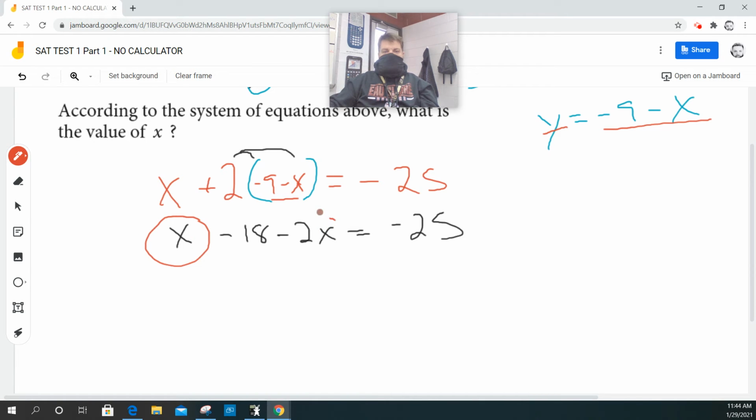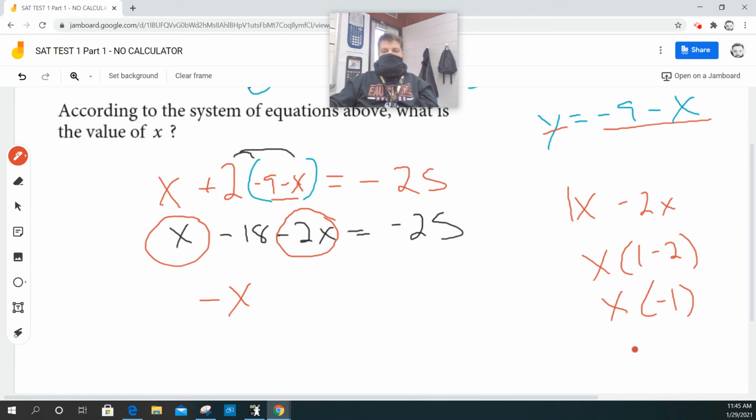Next, I'm going to combine like terms. I have a positive 1x minus 2x. That's just -x, isn't it? No, that's only if you multiply it, right? Because really what I'm doing when I say x minus 2x, this is like 1x minus 2x. If I factor out the x, it's like x times 1 minus 2. Well, what's 1 minus 2? -1. What's -1 times x? -x. So those like terms combine, and I get -x minus 18 is equal to -25.